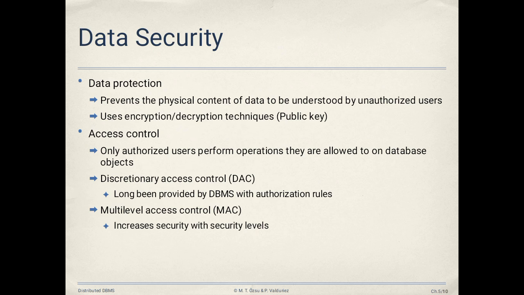So the next point in this case is the data security. So data security provides two main aspects, that is the first one is the data protection and another is the access control. So data protection prevents the physical content of the data from being understood by unauthorized users, and access control only authorizes the user to perform operations they are allowed on the database objects. Here again we are getting two points. First one is the discretionary access control and another is the multi-level access control.